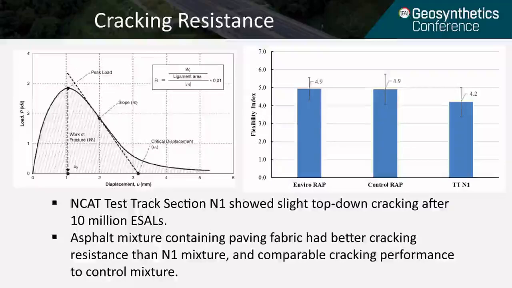As we can see, asphalt mixture containing paving fabric had better cracking resistance than N1 mixture, indicating very good field top-down cracking performance. And if we compare this asphalt mixture containing paving fabric against the control mixture, which did not include any milled paving fabric material, we can see these two mixtures have comparable flexibility index, indicating they have comparable cracking resistance.